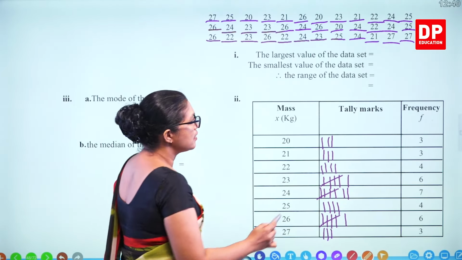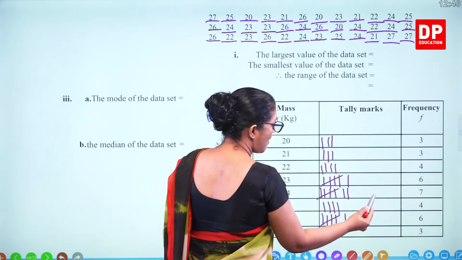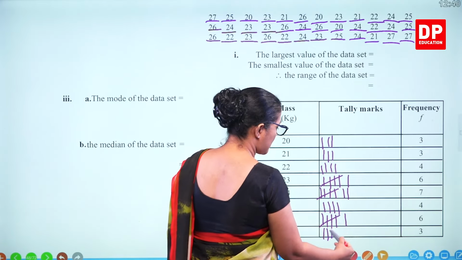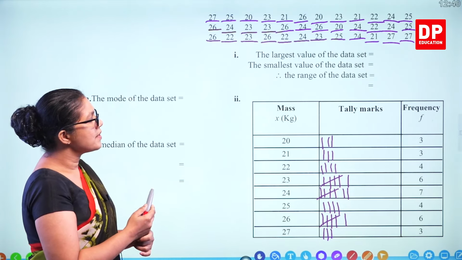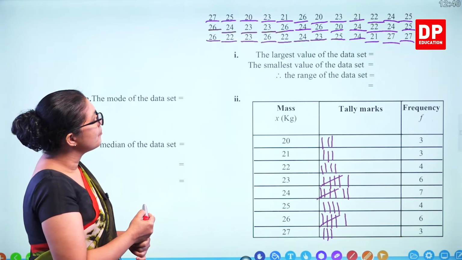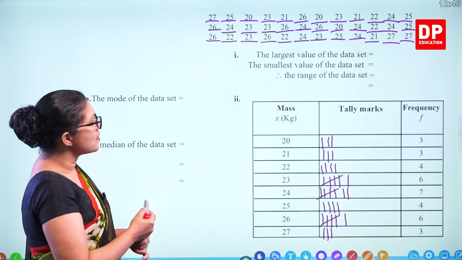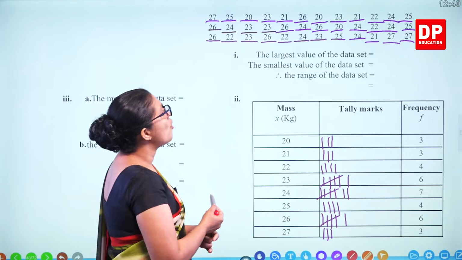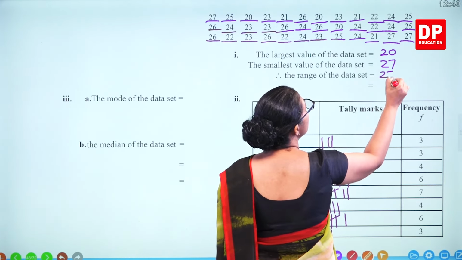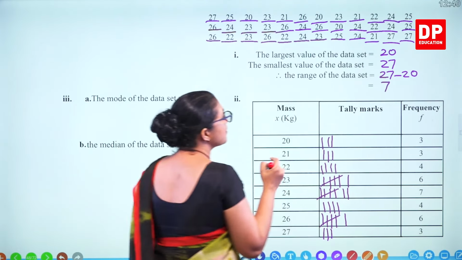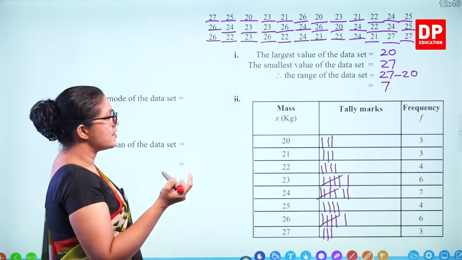Now we'll count: 3, 3, 4, 6, 7, 4, 6, 3. So that means correct. So this is the ungrouped frequency distribution. And from that we can find out. The smallest value we can see is 20 and the largest value is 27. So take the difference. That's 7. It's easy to identify the lowest and highest from the frequency distribution.